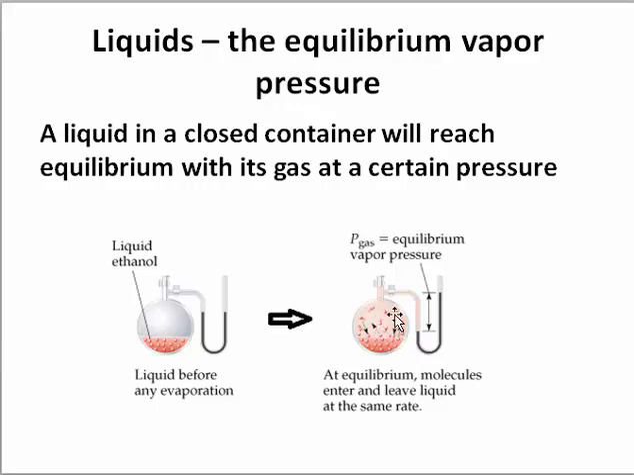In other words, the concentration increases until molecules enter and leave the liquid at the same rate, or evaporate and condense at the same rate. The pressure at which this balance between entering and leaving has been reached is the equilibrium vapor pressure, and that will be a constant pressure of evaporated gas at a given temperature.